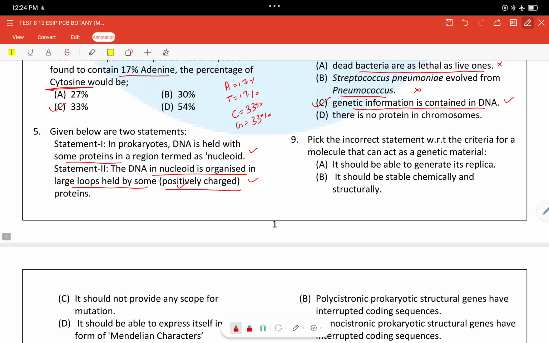Pick the incorrect statement with respect to the criteria for a molecule that can act as genetic material.